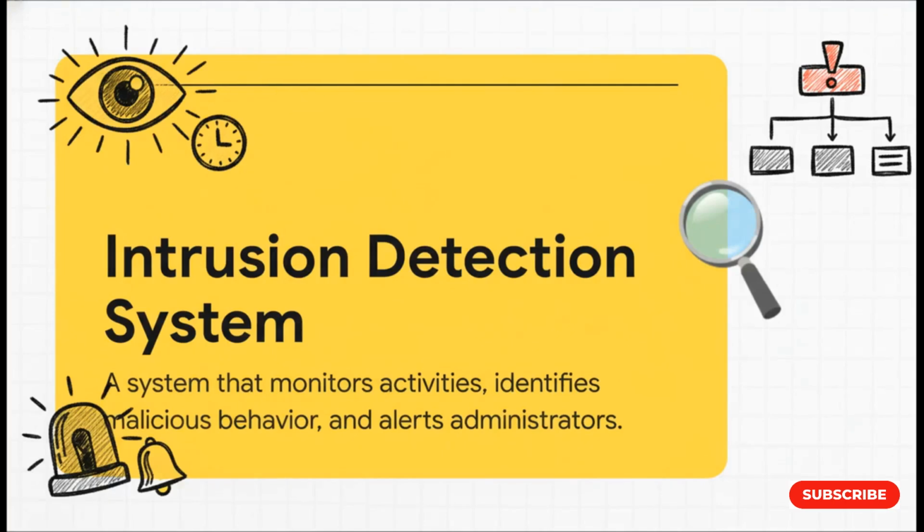So let's break this down. An IDS really has 3 core jobs, right? First, it watches. It's just constantly monitoring everything happening on your network. Second, it identifies. It's analyzing all that activity, looking for anything that seems suspicious or just plain malicious. And third, it warns. It sounds the alarm and lets an actual person know, hey, something's not right over here.